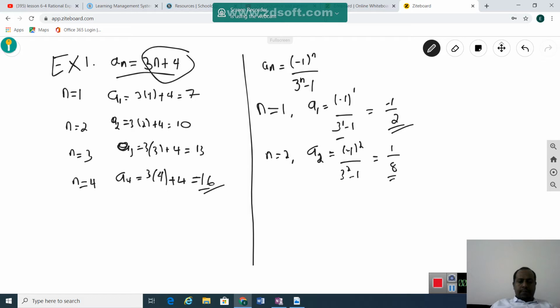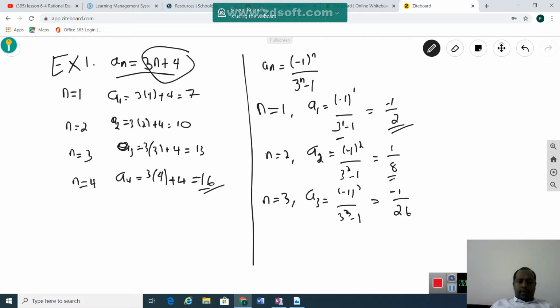So by the same method, you will find the third term. You just plug in 3, a sub 3, which will give you the third term, equal to negative 1 to the power of 3 over 3 cubed minus 1, which is going to be negative 1 over 3 cubed, 27, 27 minus 1 is 26.